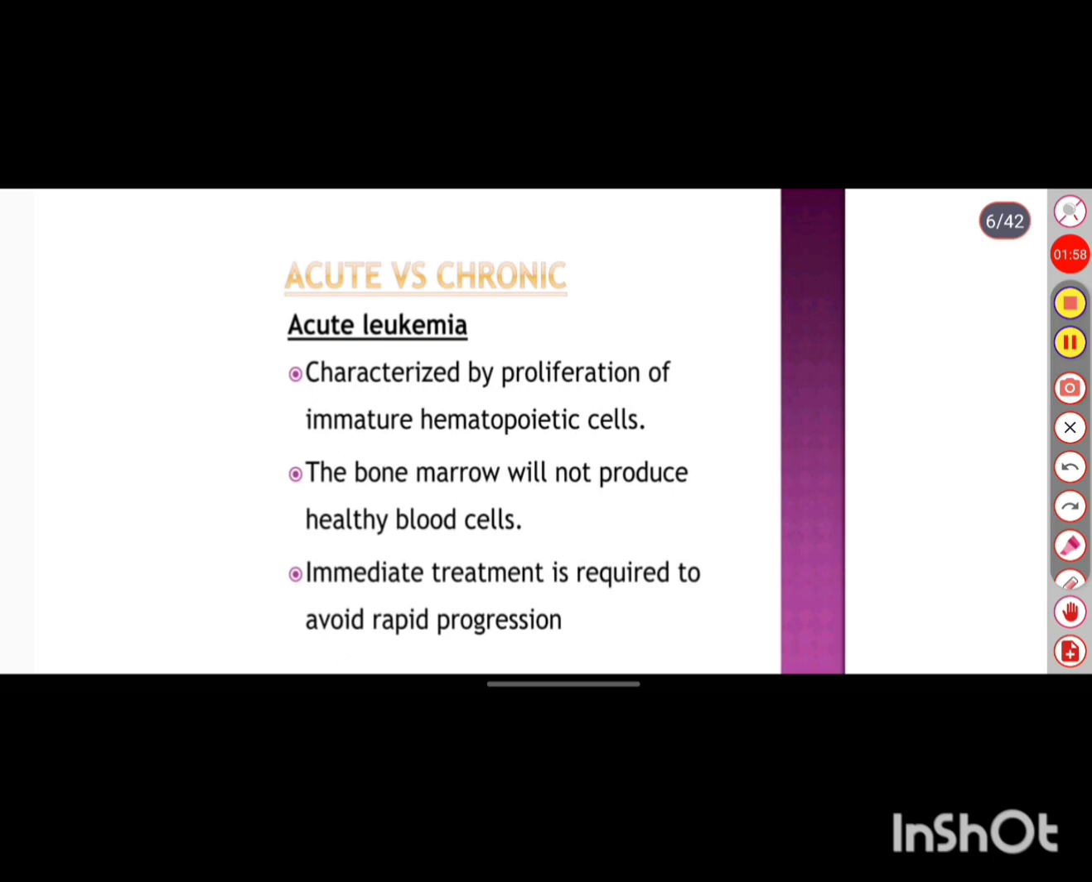First one is acute leukemia. In acute leukemia, you can see that there is a proliferation of the immature hemopoietic cells, and also the bone marrow will not be able to produce healthy blood cells, and the progression of the disease is very rapid, so immediate treatment is required in case of acute leukemias.